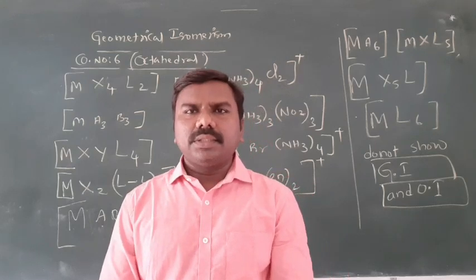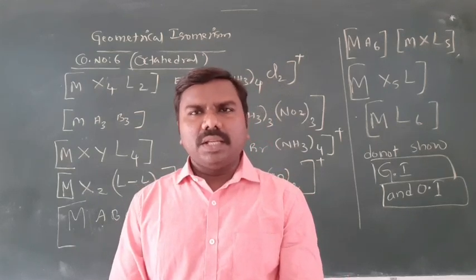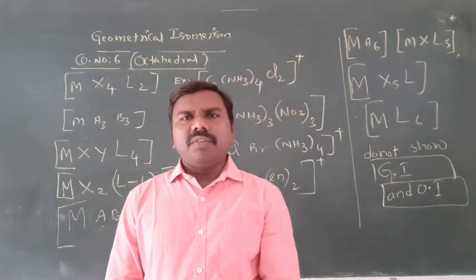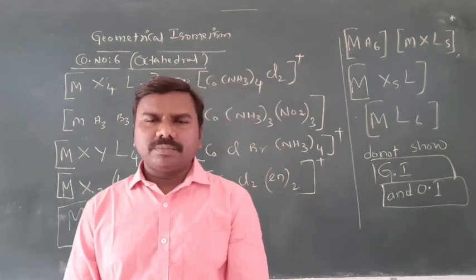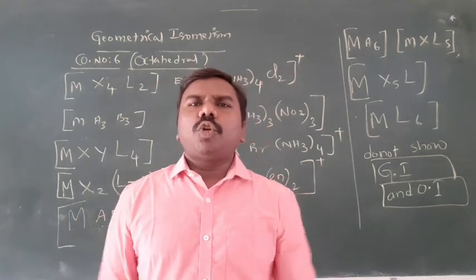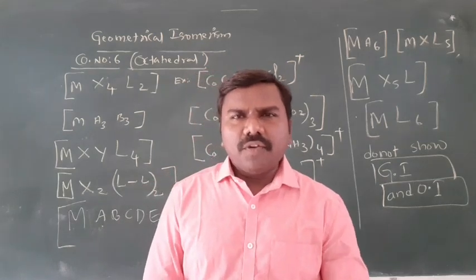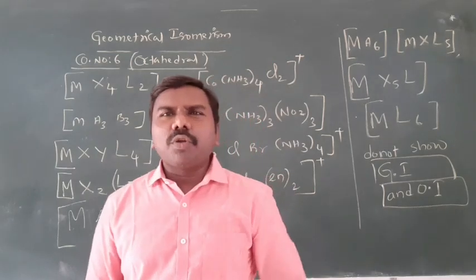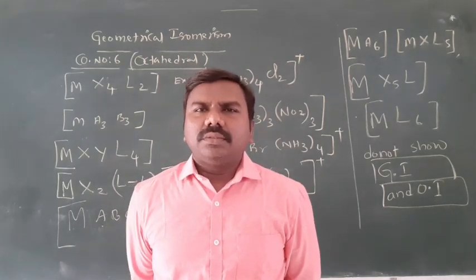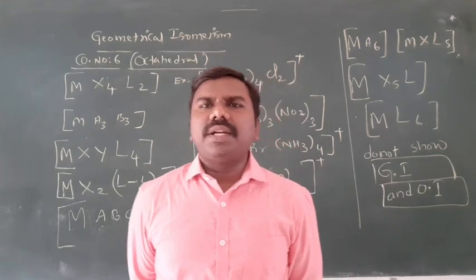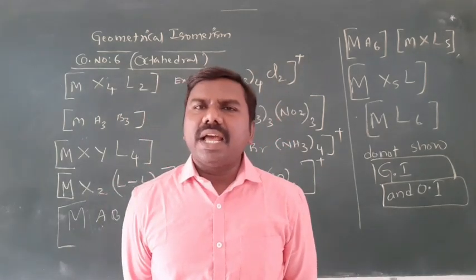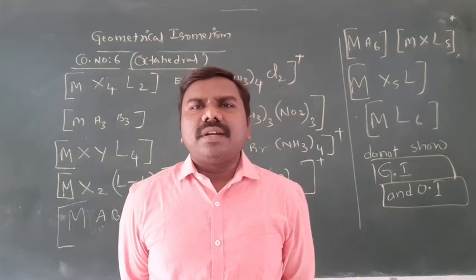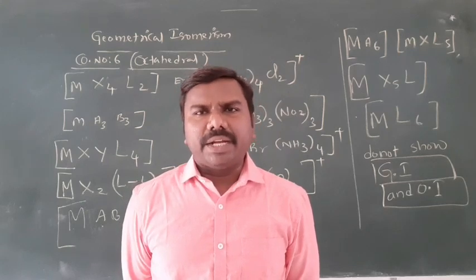The next topic in this chapter is bonding in complex compounds. Before going to the bonding in complex compounds, we should know the drawbacks of Werner's theory. The first theory in this chapter is Werner's theory of complex compounds. Many drawbacks are there. Why in complex compounds is there a dative bond formed between the ligand as well as the central atom? Another one, why is the bond directional from ligand to metal atom?